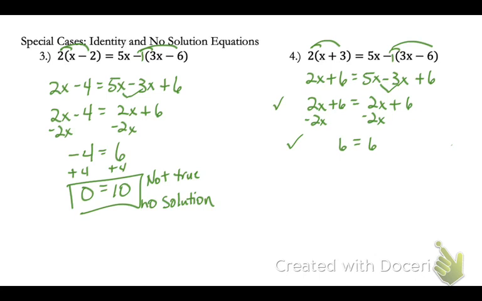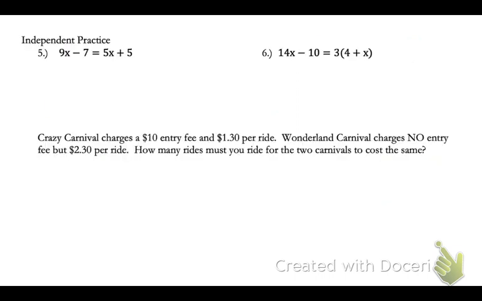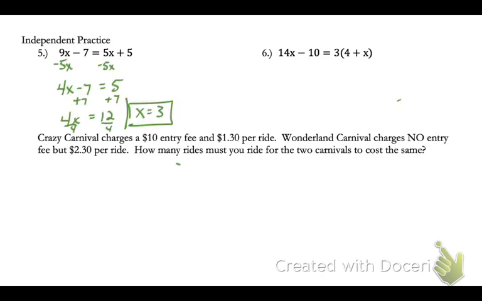Definitely a true statement, but I'm going to continue just moving that number over so that I get 0 equals 0. It always does, and that's a true statement. So that indicates that this is an identity equation. The next 3 problems are independent practice problems. So I would like for you to pause the video, work the problems, then come back and restart the video and check your answers.